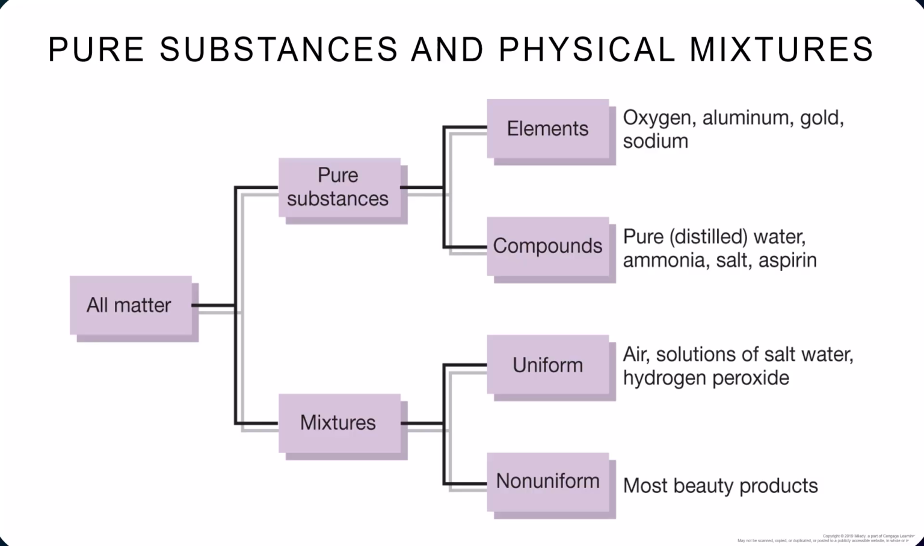Physical mixtures, on the other hand, are a physical combination of matter in any proportion. So the properties of a physical mixture are the combined properties of the substances in the mixture. So salt water would be a physical mixture of salt and water in any proportion. Also, beauty products that we use would also be physical mixtures.